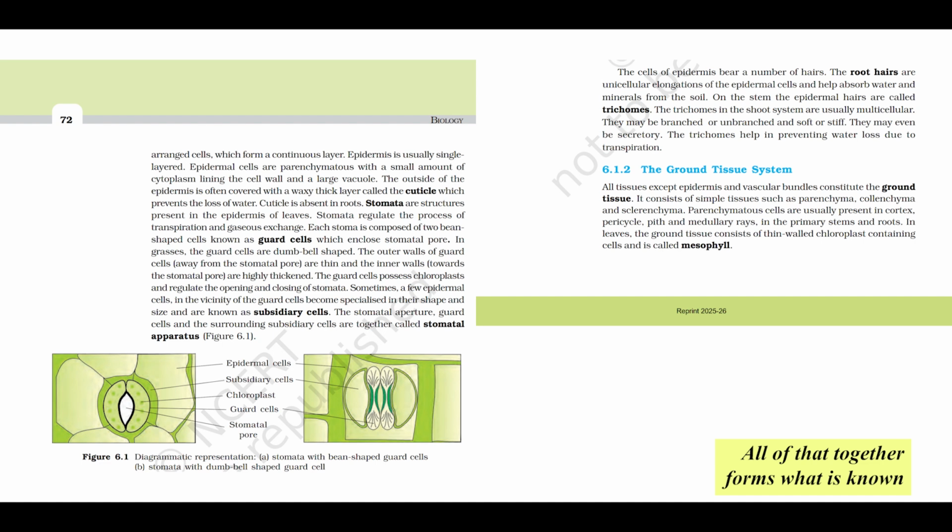All of that together forms what is known as the stomatal apparatus. This entire apparatus, aperture, guard cells, subsidiary cells, is a very, very common topic for diagram-based questions. So make sure you can visualize it, draw it, and label it clearly.